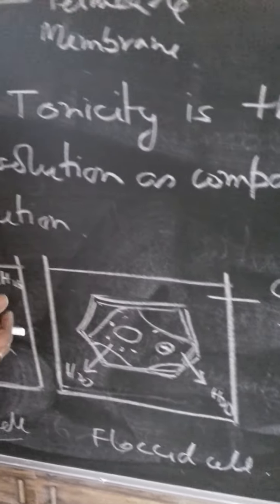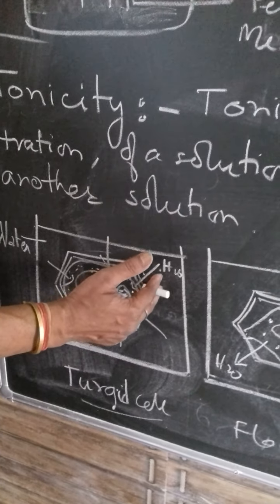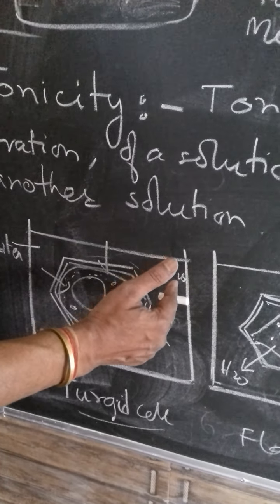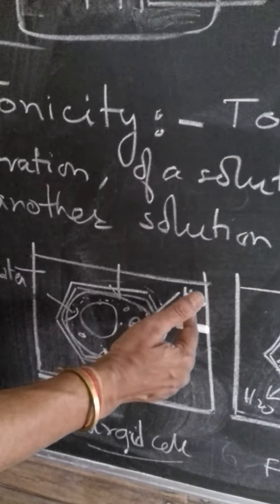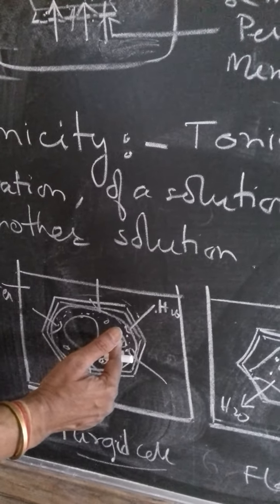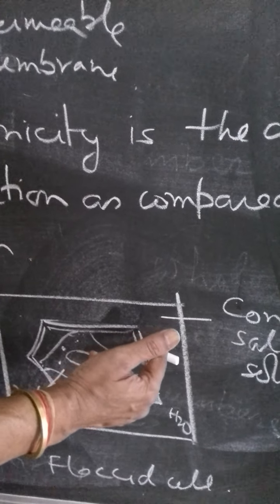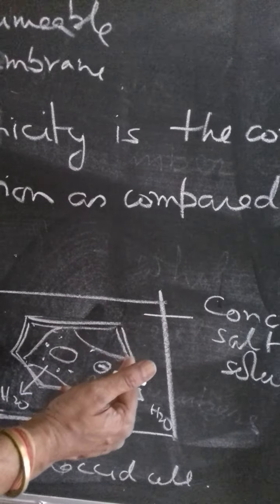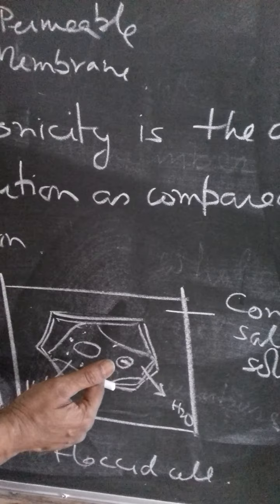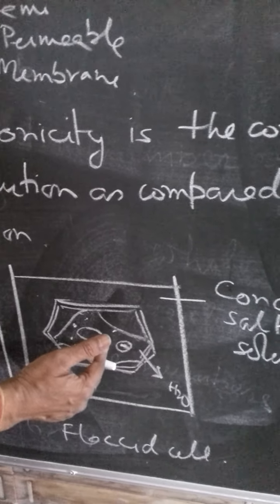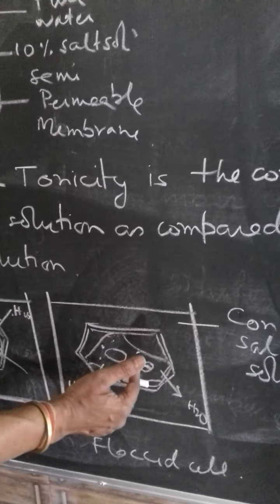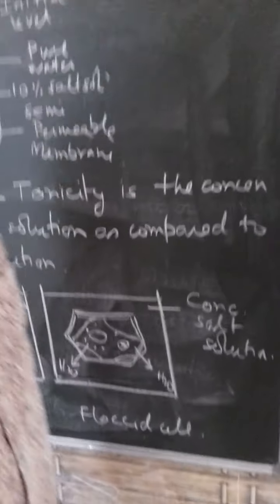So we say that this cell has been in pure water. Now we say this water is hypotonic in reference to the cell membrane. And also the reverse here, the concentrated salt solution is hypertonic with relation to the concentration of the solution inside the cell. Now let us move on.